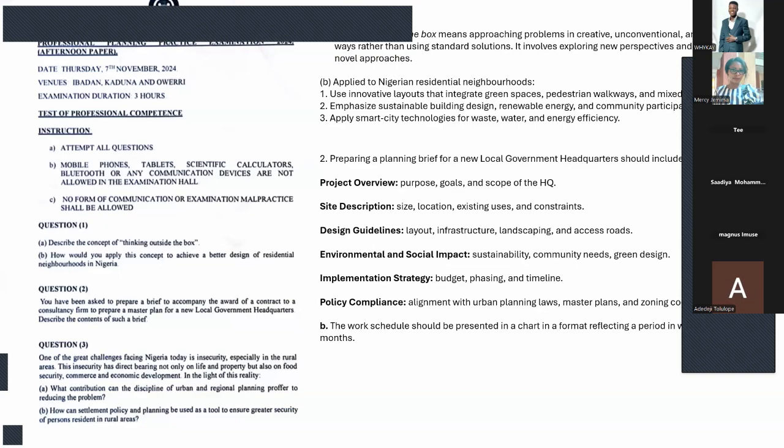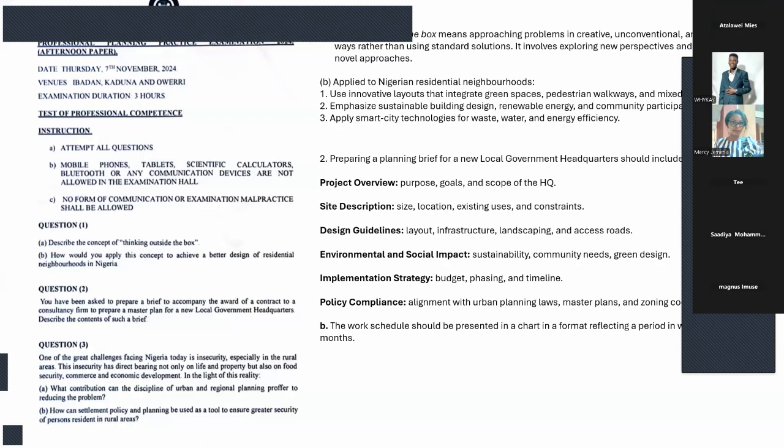Number 2, we have the site description. The site is the local government. The local government is your site. So you mention the size, maybe in hectares or in square kilometers. You mention the size, then you mention the location. The local government is in Kaduna State, Southern Kaduna, and it is bordering Katsina State, or maybe it's bordering Plateau State by this other section of Southern Kaduna, or maybe it's bordering Niger State.